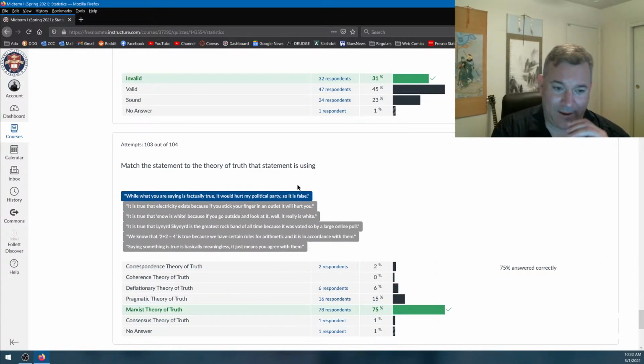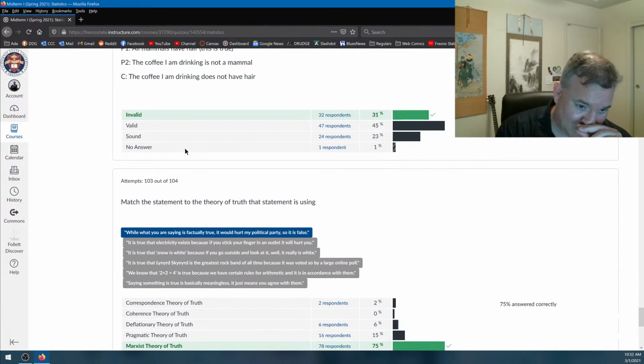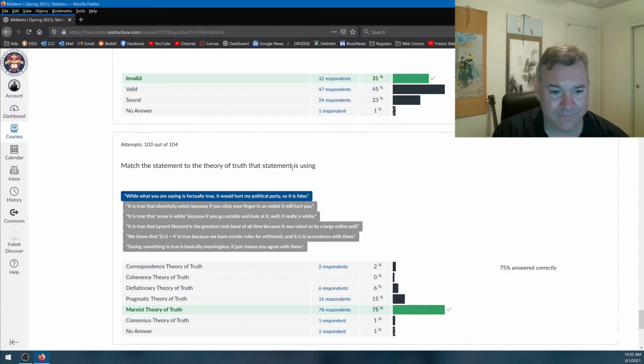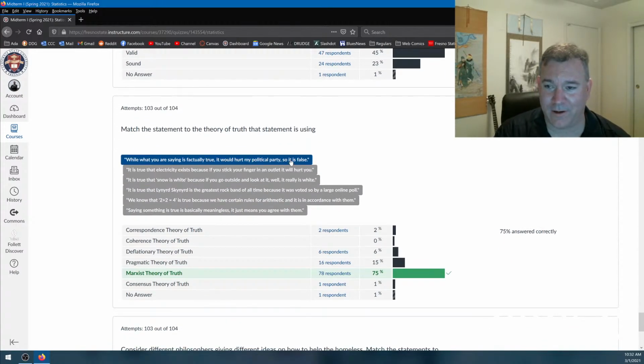Can't explain. All right, so match the statement to the theory of truth the statement is using. What you're saying is factually true, but it'll hurt my political party, so it is false. Yeah, Marxist theory of truth. Right now, Mayor Cuomo in New York is being accused of sexual harassment. That's big news right now, and so Fox, which has a right-wing bent, is covering it a lot more than stations on the other side of the political spectrum. So there you go. It may be true, but we're gonna ignore it, because it'll hurt us politically.